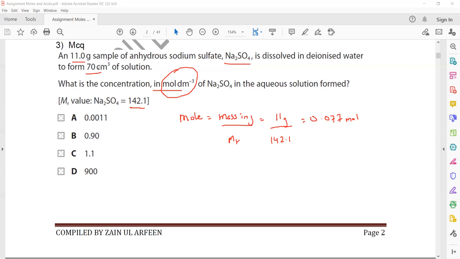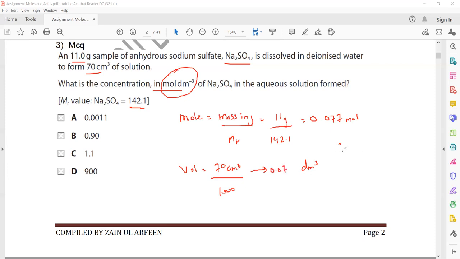The volume, because for the final answer we need a concentration in mole per dm cube, so volume should be in dm cube. So the volume here is given as 70 cm cube. We have to convert into decimeter cube. So to convert cm cube to dm cube, we have to divide by 1000. So 70 divided by 1000, that's equal to 0.07.